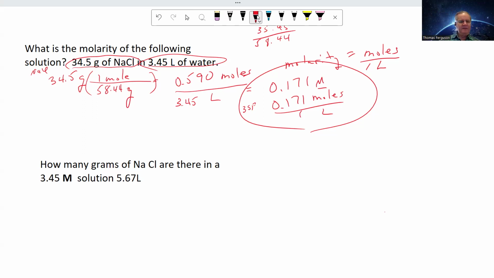Okay, and the other kind of problem is I'll give you a solution, 3.45 molar, and I tell you the volume, how many grams of sodium chloride are required to make that solution. So it's moles per liter. Now in this case, it's 3.45 moles per liter. Now, if we multiply that by the volume, the liters cancel, gives us moles.